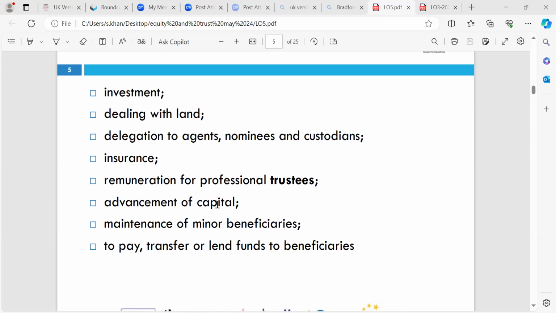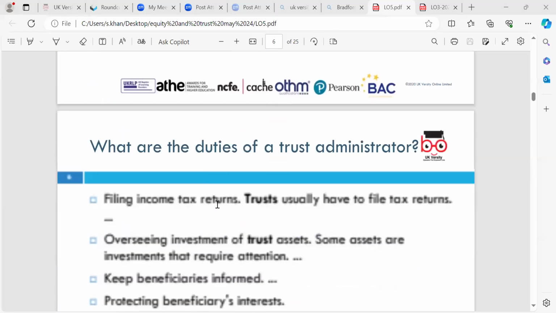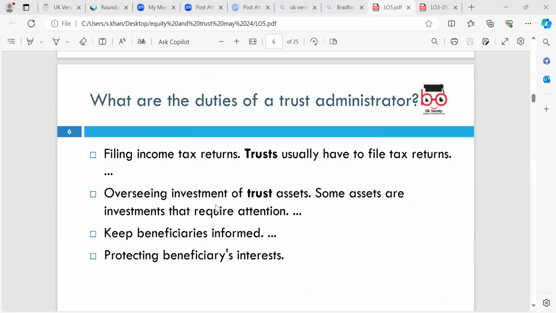So the main four duties of a trust administrator are filling out tax forms, observing the terms of the contract, overseeing any sort of investments, keeping beneficiaries informed and protecting beneficiaries' interests.